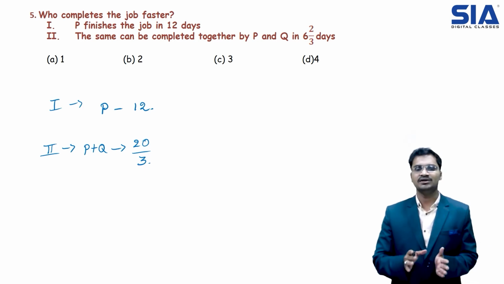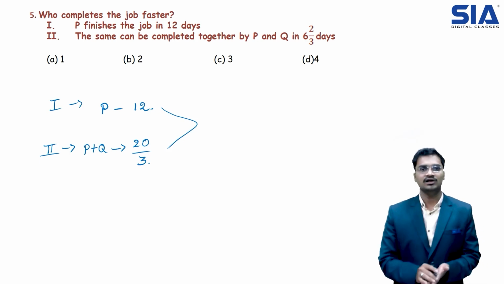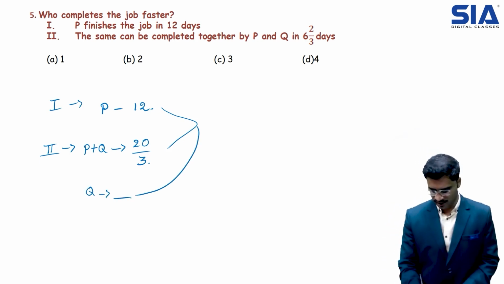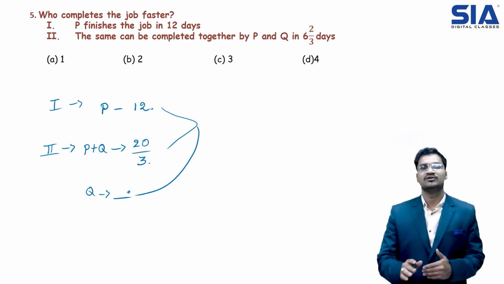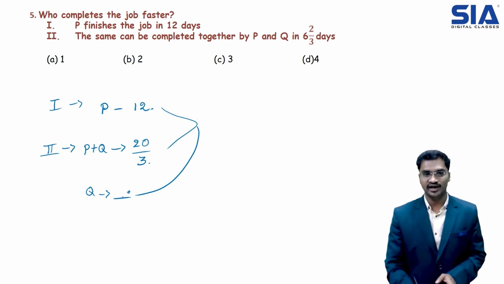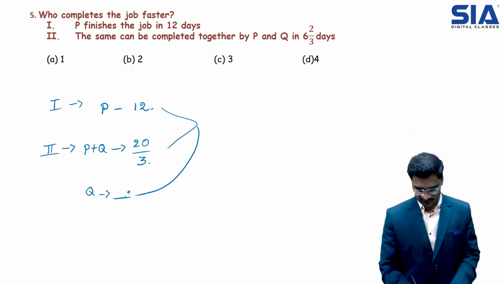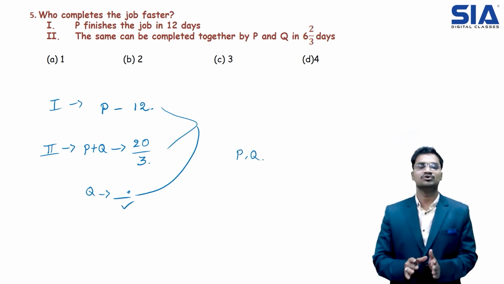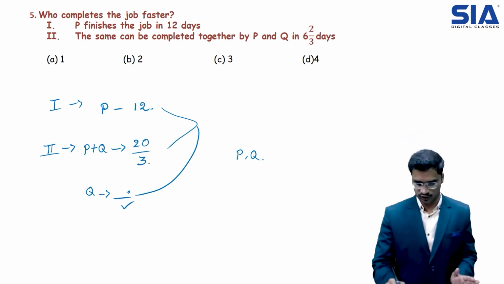When I combine the first statement and second statement and solve for the days taken by Q, I can find how many days Q takes. After finding Q, I can compare between P and Q. So when I use the first statement and second statement combinedly, I can answer this question. So our answer is what?